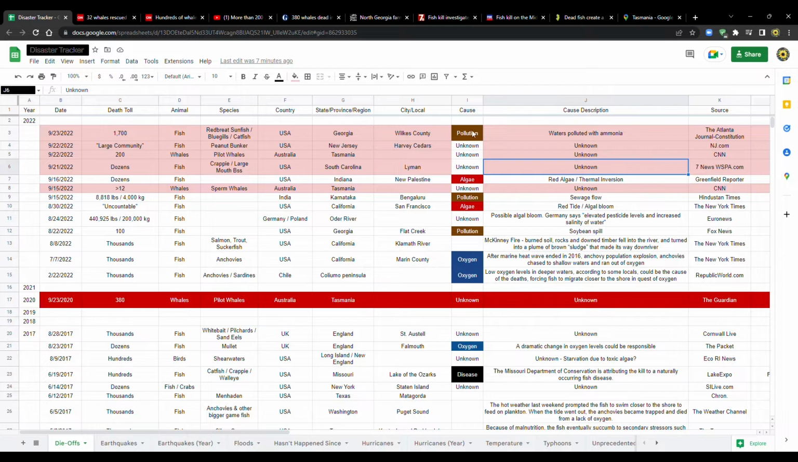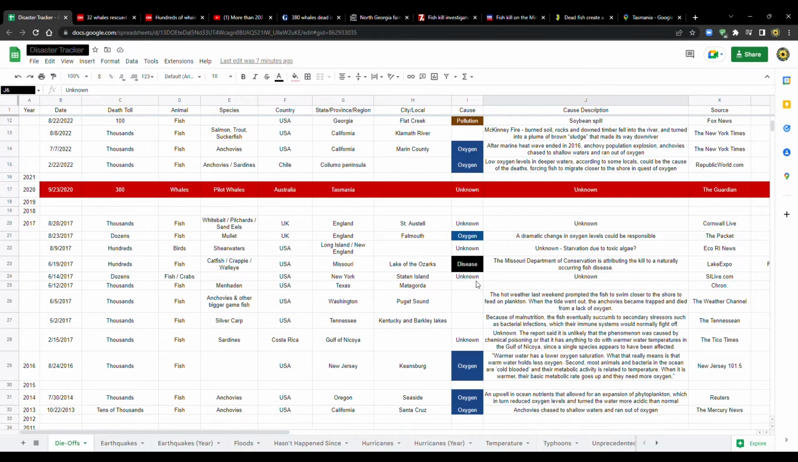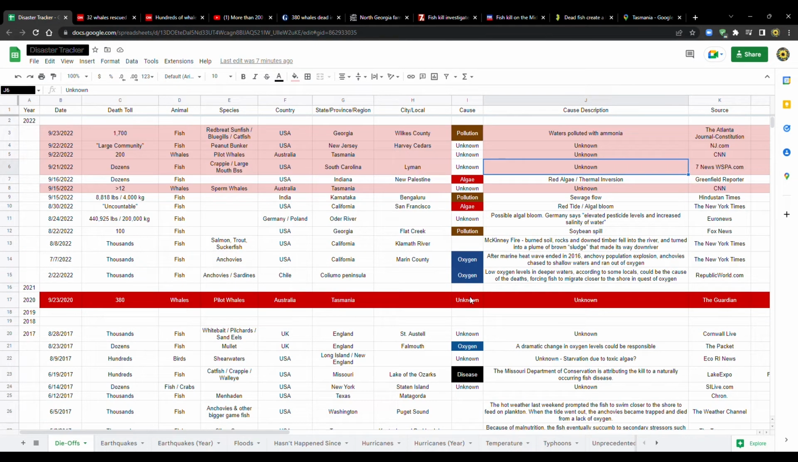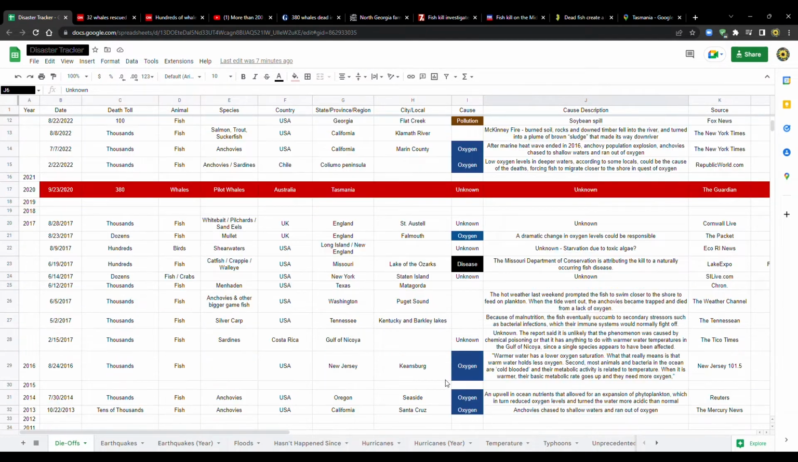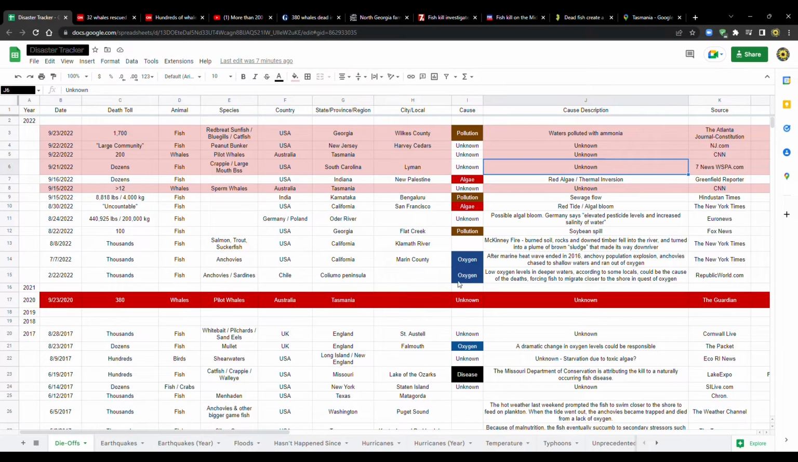Probably not, but under this column here, column I, I'm keeping track of the different causes, because some of the time we know. Sometimes it's pollution, sometimes it's algae, sometimes it's lack of oxygen, sometimes it's disease, but there are also a bunch of unknowns. And then I have a few here that are just miscellaneous categories, which I don't know how to put on the chart yet, but I will at some point.